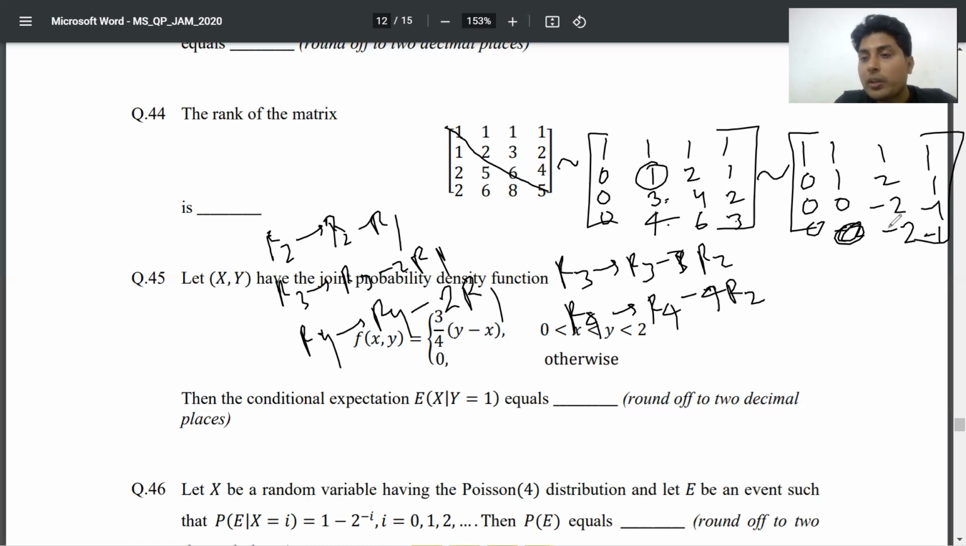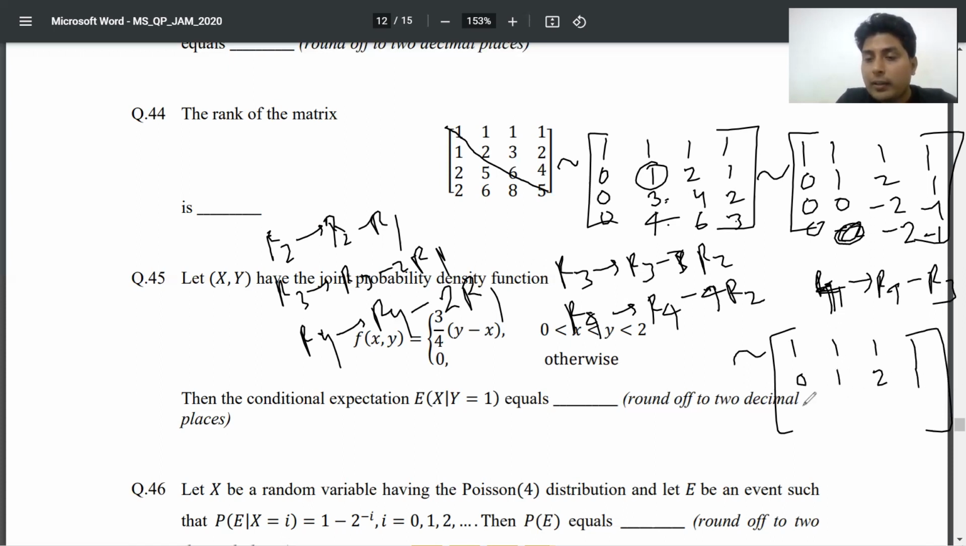So now you can see, okay, third and fourth row are equal. So let's change the fourth row: fourth row as fourth row minus third row, because we want to make it an upper triangular matrix, meaning all the elements below the diagonal must be 0. So the resulting matrix I have is 1 1 1 1, 0 1 2 1, 0 0 -2 -1, 0 0 0 0.